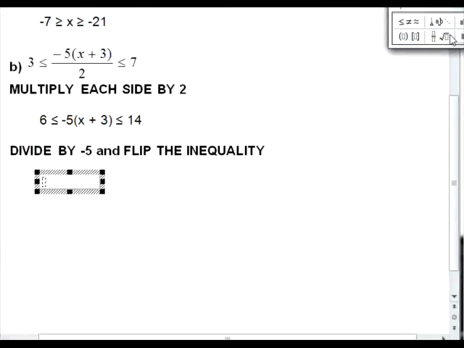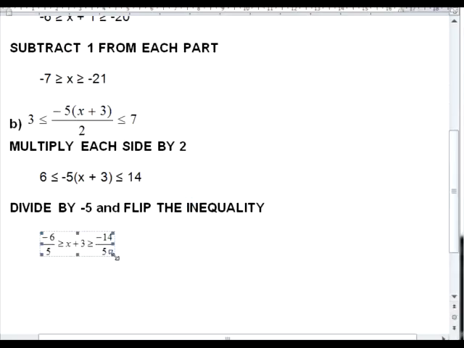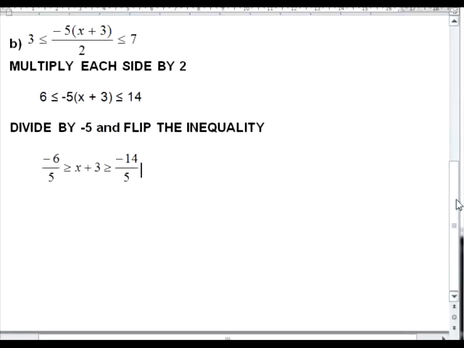So I'm going to call this then, -12 over 5 is greater than or equal to x plus 3 is greater than or equal to -14 over 5. Now note, the greater than less than sign's flipped as well as the signs. Okay, so make it a little bit bigger so you guys can see. There we go. The greater than less than flipped, and also the 12 turned into -12 over 5, and the 14 turned into -14 over 5.